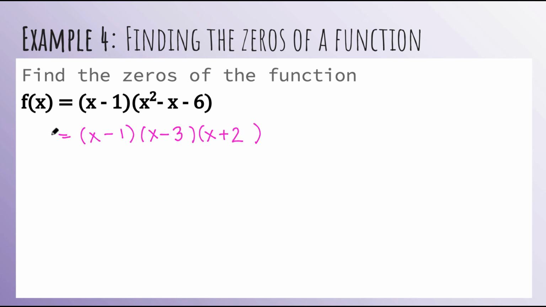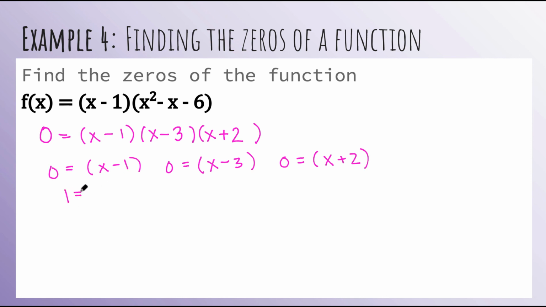And so when we set this equal to 0, we use our zero product property. So we know 0 is equal to x minus 1. That's one piece. We know 0 is equal to x minus 3. And then 0 is equal to x plus 2. So then we're just going to solve each of these individually. So add 1 to both sides. So we get 1 equals x, or x equals 1.